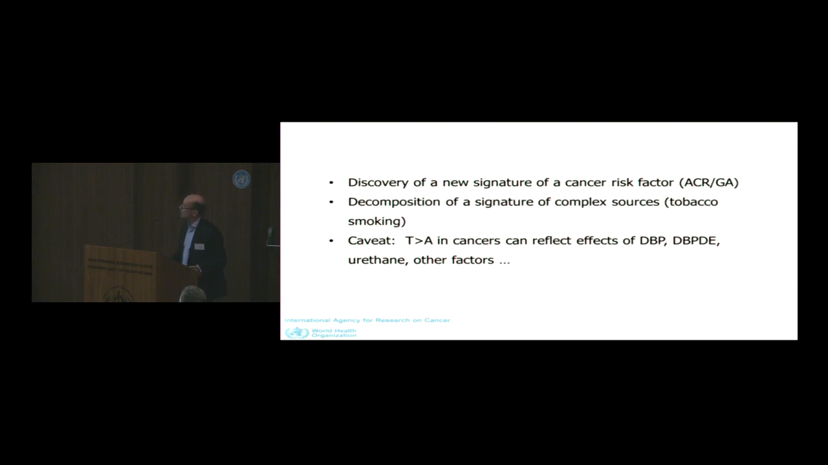Okay, so to summarize this, we have a new signature of glyceramide. Then we can decompose the signature coming from complex sources such as tobacco smoking using the experimental signatures. And there is this caveat that the T2A mutation types can still come from additional compounds, as has been discussed yesterday, DBP, DBPDE, and also Alan Balmain showed that urethane has that very prominent T2A signal in lung cancer induced by urethane. So we still don't know if it's really glyceramide, and we would need to do some adduct type of analysis really to resolve this.